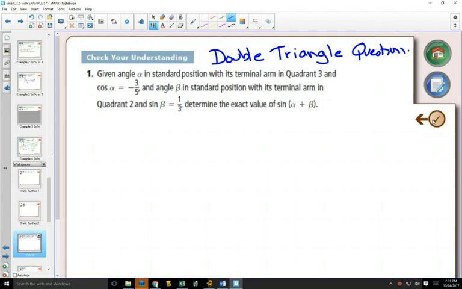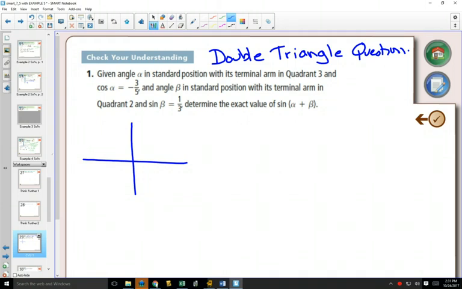The reason this is going to be a double triangle question is because we're going to draw a triangle for alpha. And we have another angle, which is beta. We're going to draw a triangle for beta. So if we start with alpha, and it's not going to be always so easy to figure out what quadrant it's in. But what quadrant is this one in? 3. Because it tells you it's in quadrant 3.